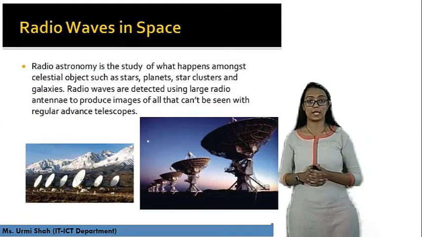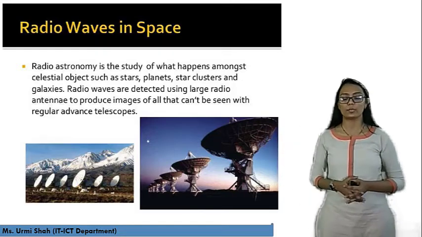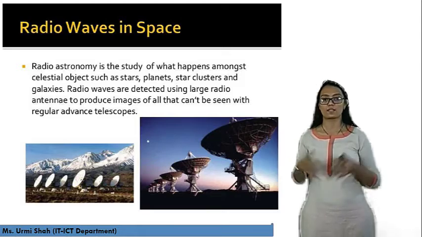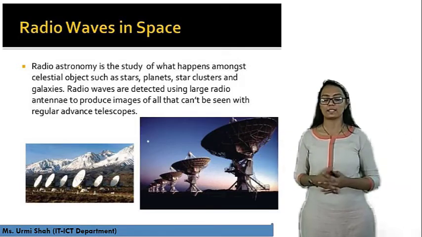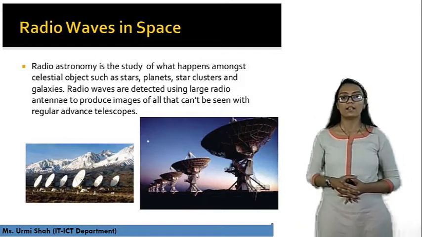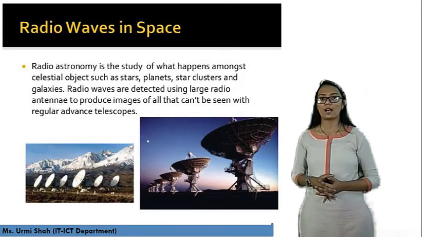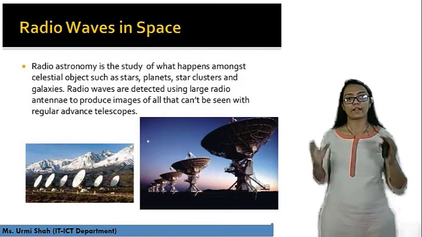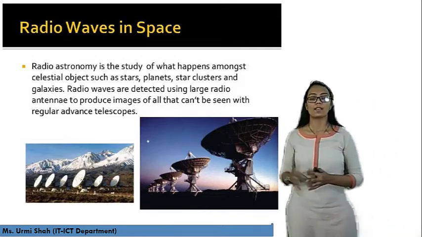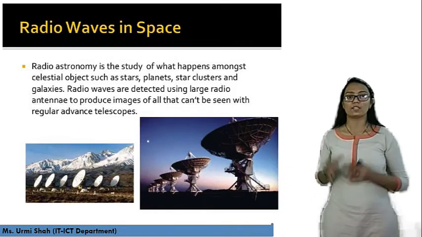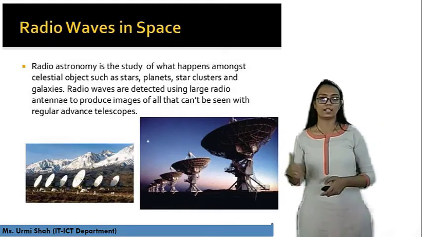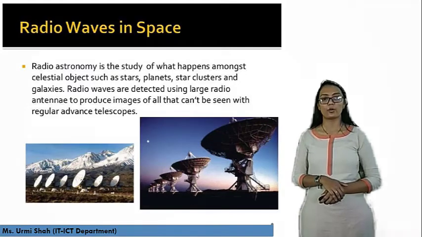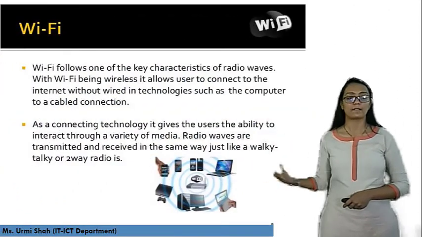Now radio waves in space. Radio astronomy is the study of what happens among celestial objects such as stars, planets, and our whole planetary section involving galaxies. Radio waves are detected using large radio antennas to produce images that can't be seen through our regular telescopes. So these are applications of radio waves, and scientists are working on all these areas to explore more and more research in this field.